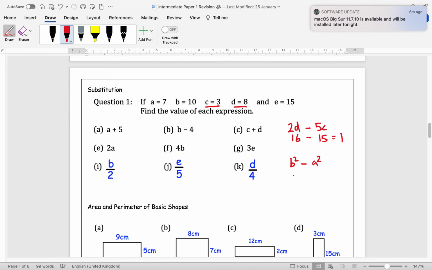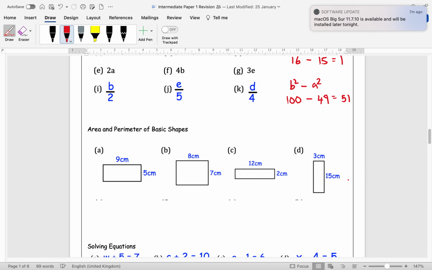And the second one of my examples is B squared, B times B, 10 squared, well 10 times 10 is 100, take away A squared, 7 squared, which is 49. Okay, and then I've got to work that out, and that's 51.